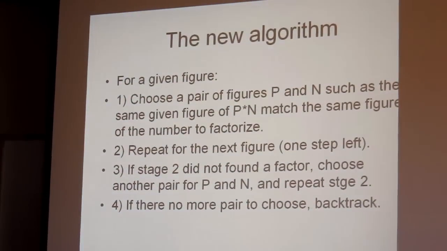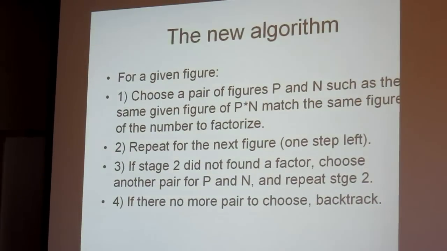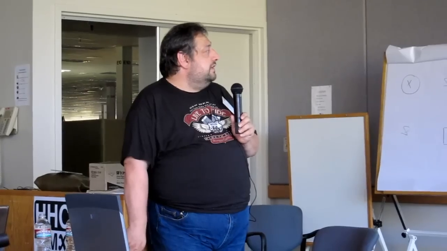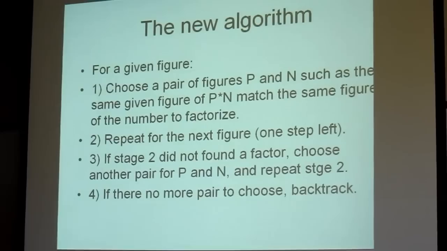And if in step 1 I found a pair which matches the number I am looking for, I am going to step 2, which is move to the next figure. In step 3, if you did not find a factor after looking at the next figure, you have to choose another pair p and n, and repeat step 2. If there is no more pair to choose, you have to backtrack.